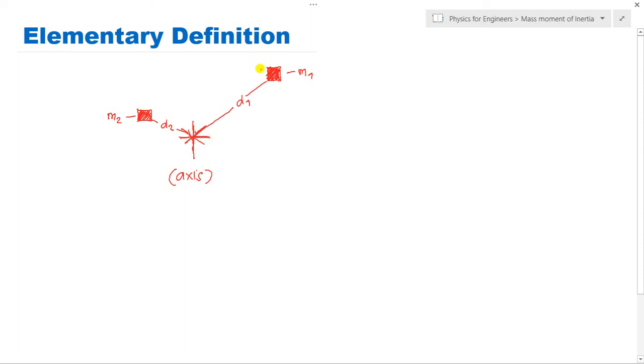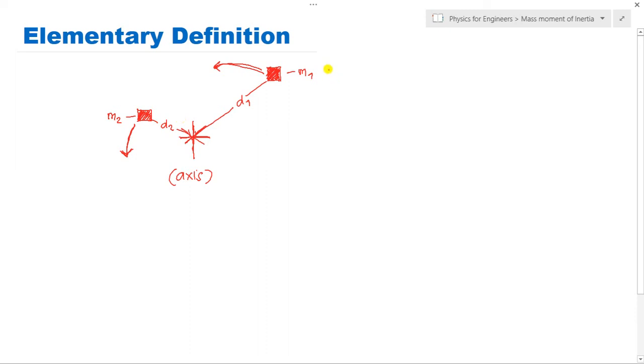Therefore, if it is in a state of motion, rotating, since it possesses a greater mass moment of inertia, it is very difficult to stop it. And for mass 2, if it is also rotating, since it is easier to rotate, as I have said, because it is closer to the axis, it is also easier to stop because it has a smaller mass moment of inertia.